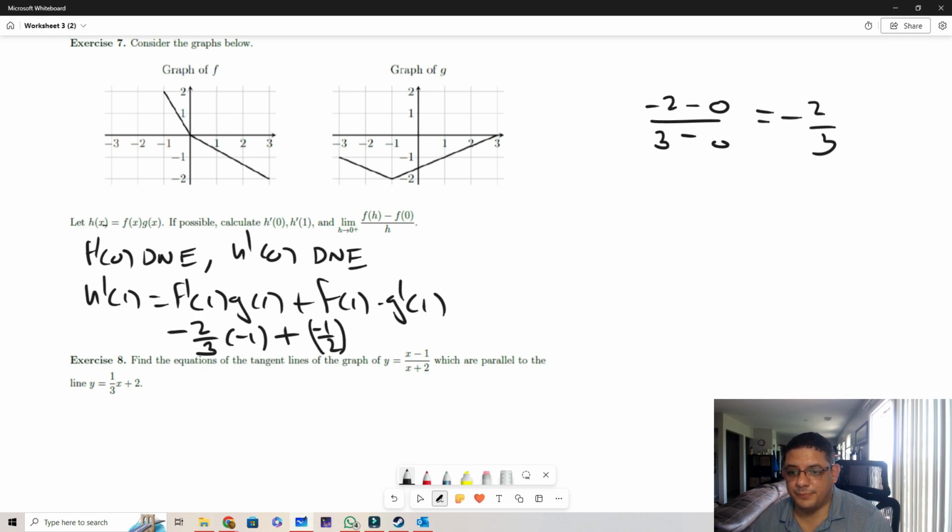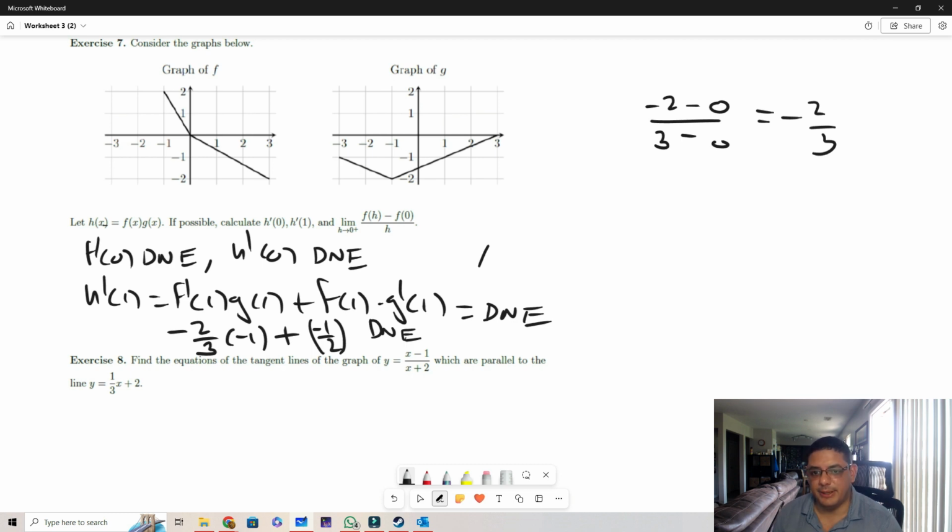And g prime of 1 is the derivative, the slope in here. But g prime of 1 seems like it has issues as well. It seems like it does not exist over here. And so because it does not exist here, then h prime of 1 is not going to exist. Notice that the slopes that are approaching are different. This slope is different from this. This is a negative and this is a positive slope, so the limit is not going to exist. So in none of these cases did it exist, for h prime of 0 or h prime of 1.